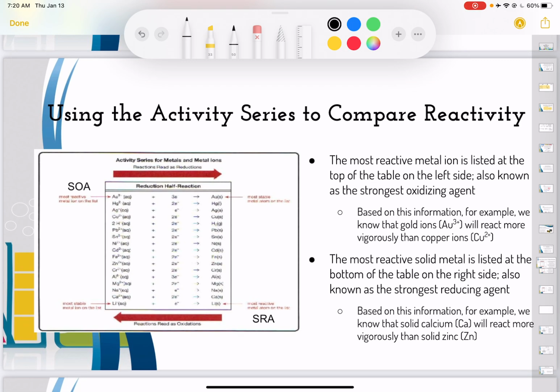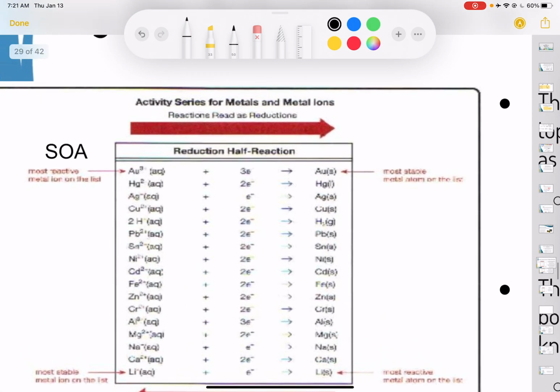So how do we use this to compare stuff? Well, basically, it says the most reactive metal ion is listed at the top of the table on the left side. So if we're looking at ions, this is the most reactive. Okay. So the most reactive ion on the entire table is gold.